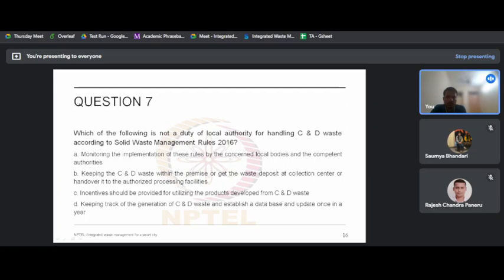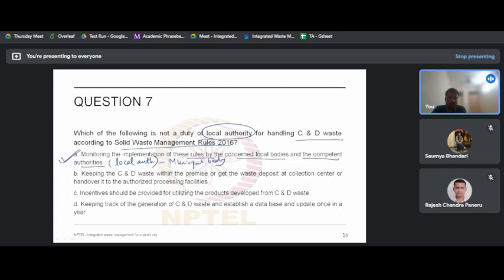So here we are concerned about the local authority as per the Solid Waste Management Rules 2016 for the C&D waste. So let's go through each option one by one. Monitoring the implementation of these rules by the concerned local bodies and the competent authorities. So yeah, this looks logical. So A is correct. So this is a duty of the local authority. Local authority is nothing but the municipal body. Takes care of the waste.